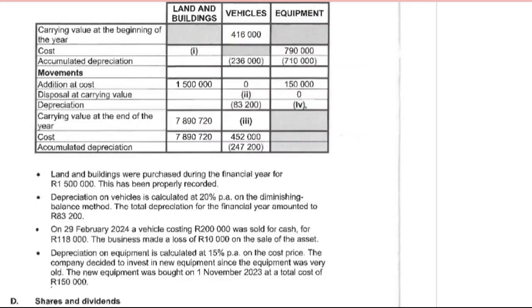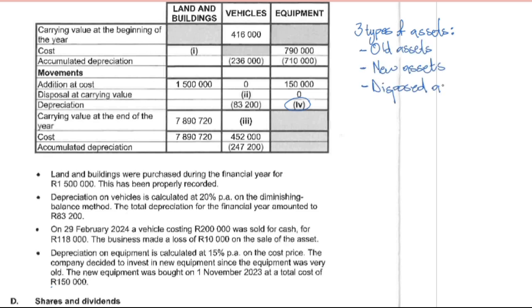In number 4, we are required to calculate depreciation on equipment. For the purposes of depreciation, there are 3 types of assets. There are old assets, new assets, and disposed assets. Disposed assets are assets that we disposed during the year. New assets are assets that we purchased during the year. And old assets are assets that were in our records at the beginning of the year.